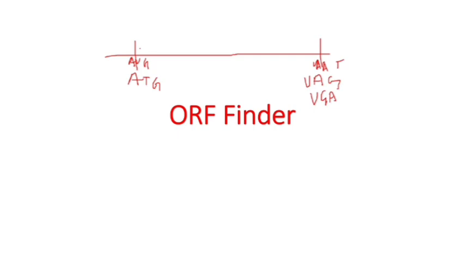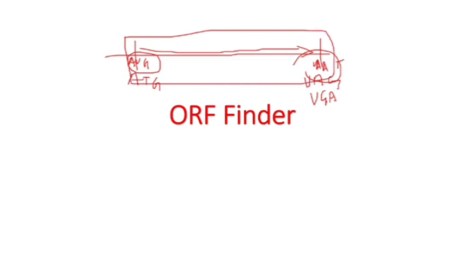So this open reading frame is the region which starts from the start codon and ends with the termination codon. This region is called the open reading frame of a protein coding gene. That is the main part of a gene. In gene prediction, finding the open reading frame is the main process. For that, NCBI has a tool called ORF finder which can be used to find or predict the open reading frames.